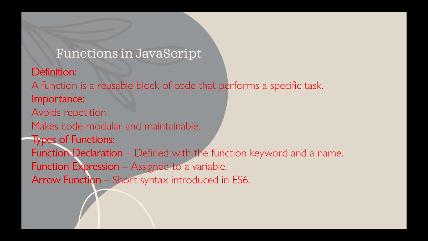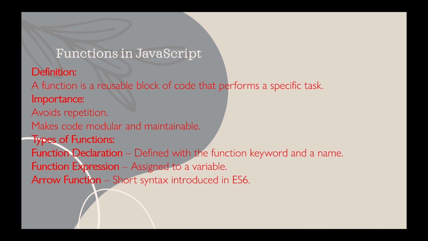Defined with the function keyword and a name. A function expression is assigned to a variable, and an arrow function is a short syntax introduced in ES6. And here is an example of how we add numbers, multiply numbers, and subtract numbers. We are going to print it by using console.log, which is used as a print function.